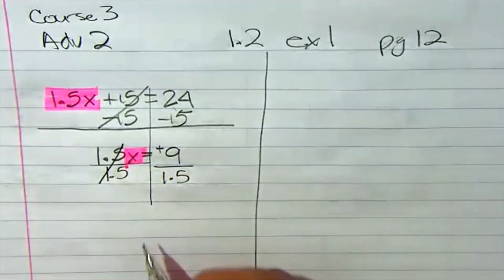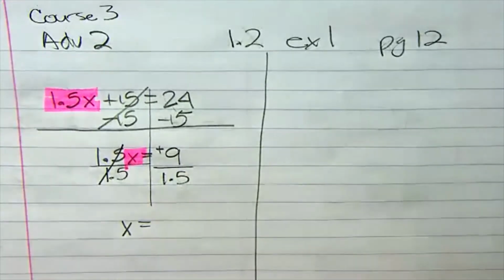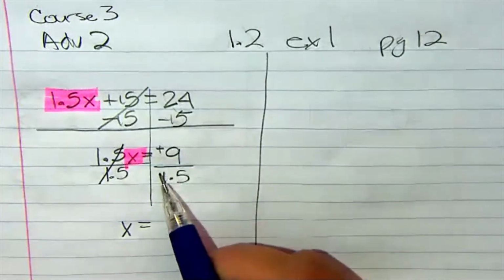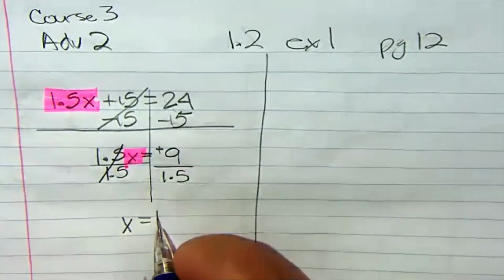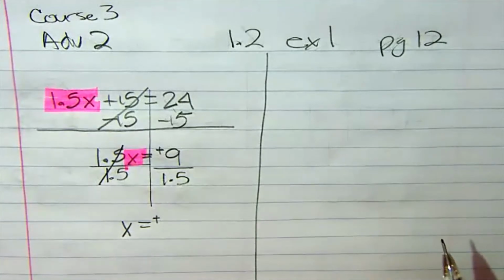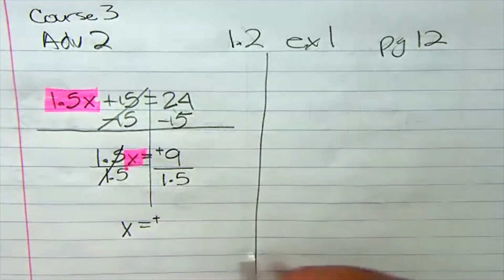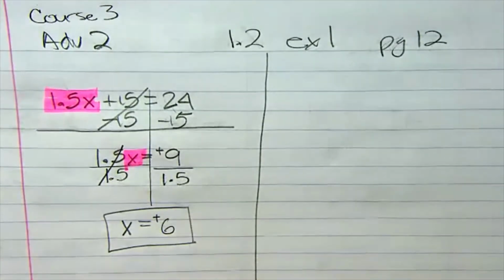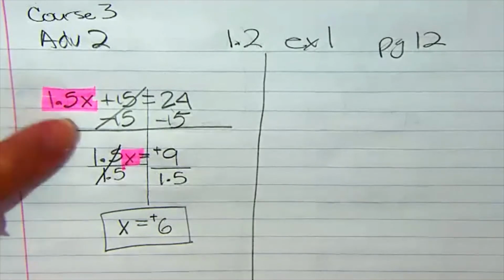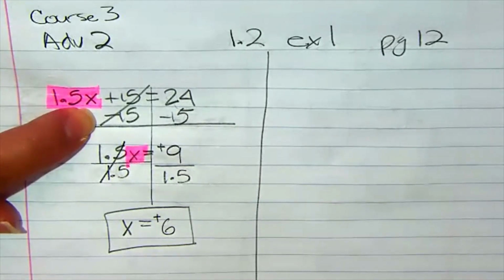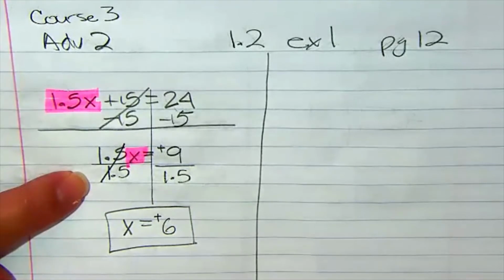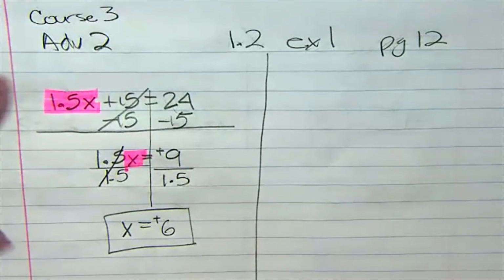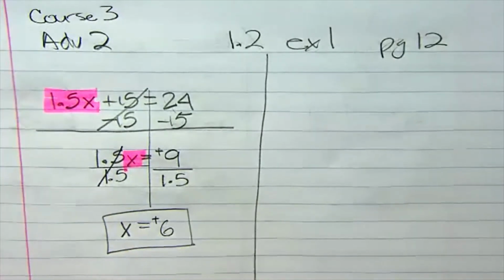So these guys cancel, and x is equal to, can you use a calculator for this? Absolutely. So I have a positive divided by a positive, same signs, means my answer is going to be positive. And 9 divided by 1 5/10 is 6. So x is equal to positive 6. This was our first step. Here was our second step. Two-step equations. 1, 2. We're always working to isolate the variable.